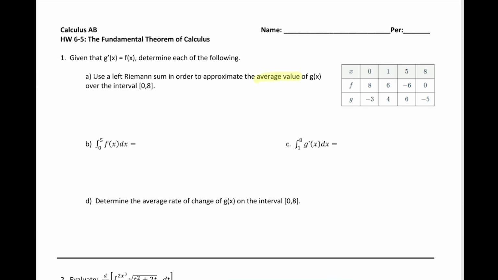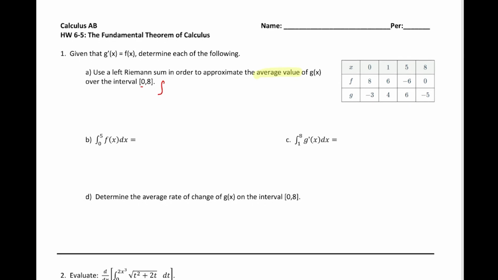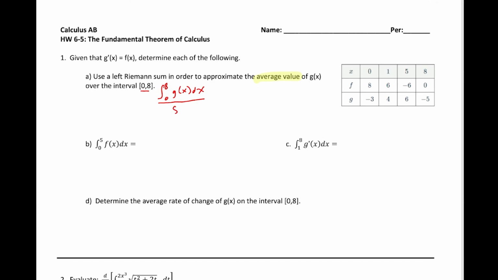So we want to find the average value of g of x, or at least approximate it, and we're going to use the left Riemann sum to approximate the integral that is in the numerator of that average value formula. So typically to find the average value, you're going to find the integral from, in this case, 0 to 8 of g of x dx, and then divide that by the difference of those two values, 8 and 0.